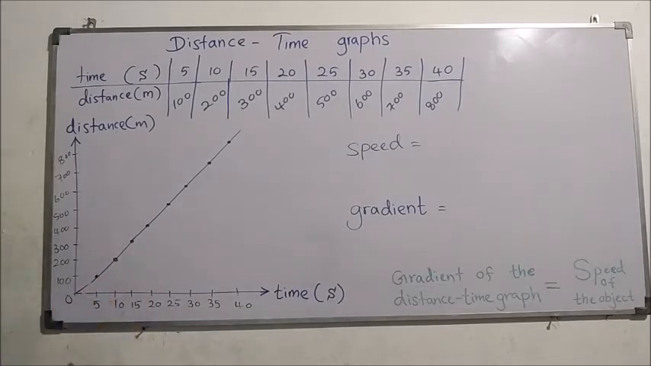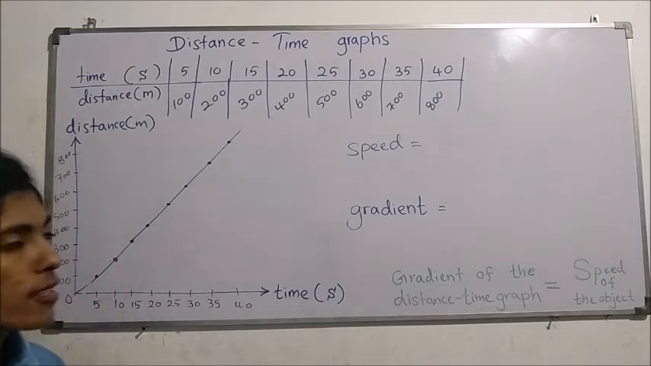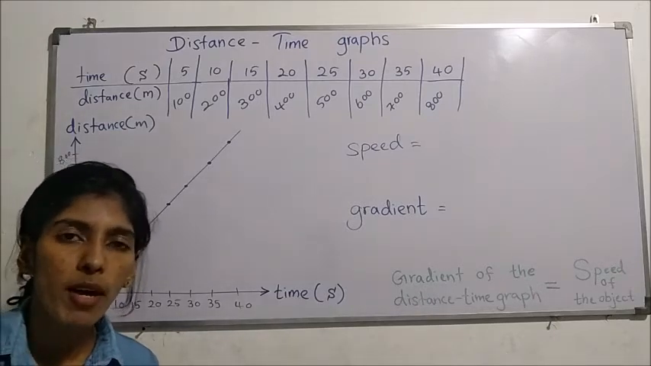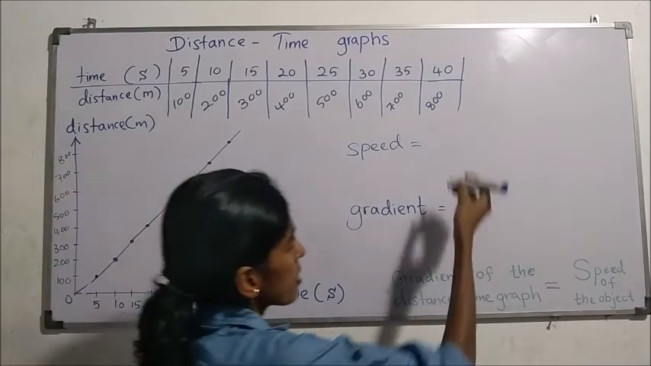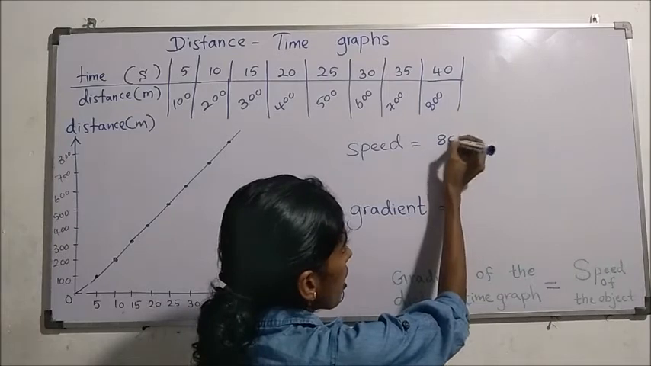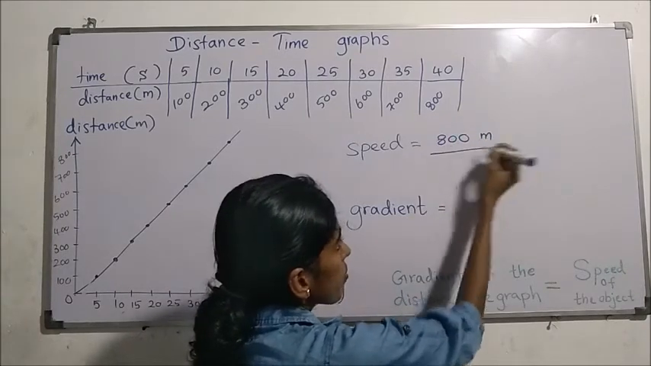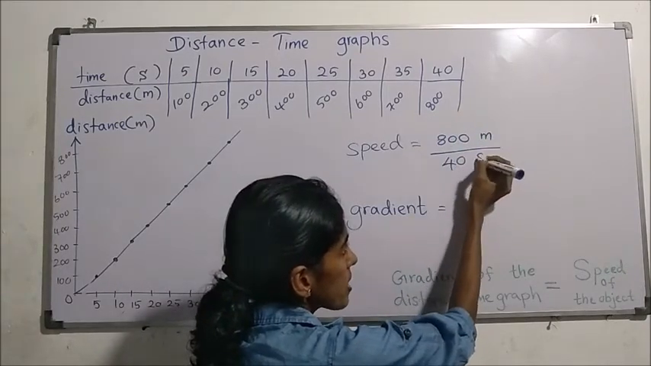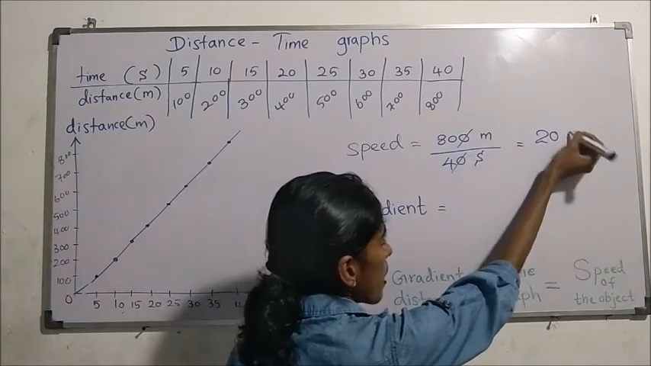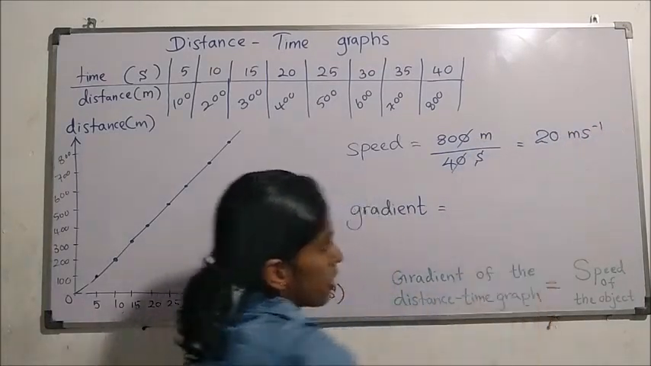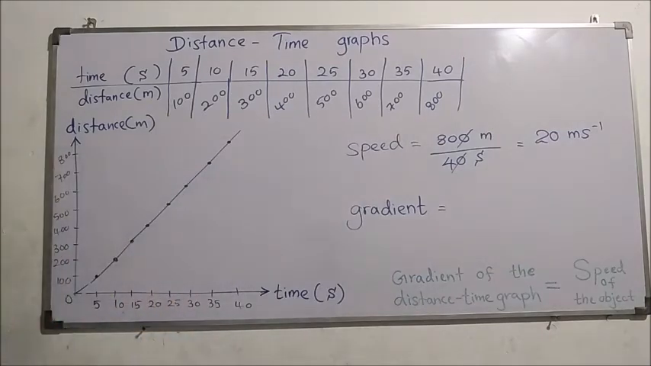Now here we will find the speed. To find the speed, you know that the distance is divided by the time. What is the total distance traveled by this satellite? 800 meters. We will divide it by the time, 40 seconds. What will come? 20 meters per second. I divided the total distance by the time taken.